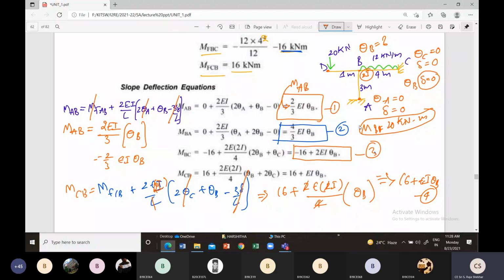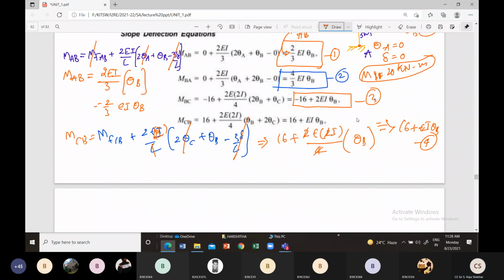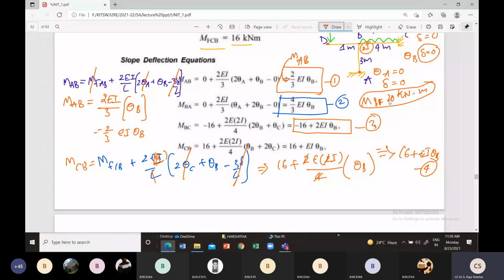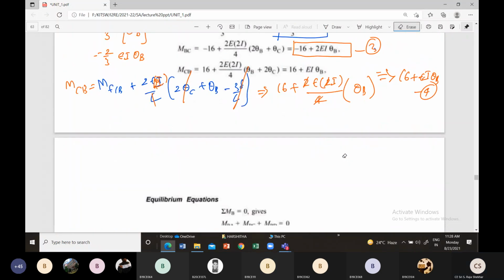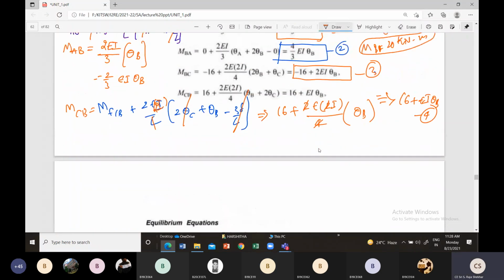Right. Now, in step 1 we calculated the fixed end moments. Students, is there any doubt? Step 1, we calculated the fixed end moments. Step 2, we developed the slope deflection equations.